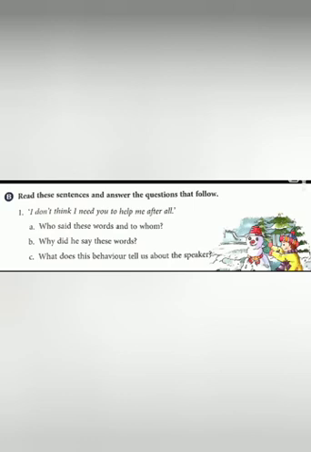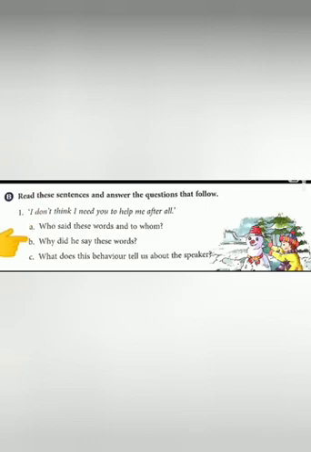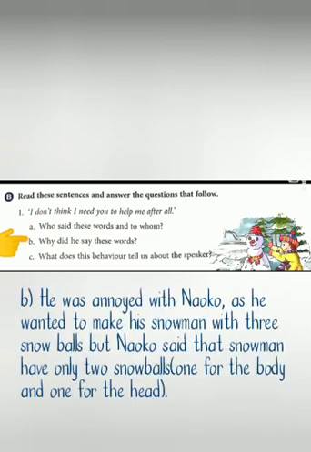Now let us do part B. Read these sentences and answer the questions that follow. First one: "I don't think I need you to help me after all." A. Who said these words and to whom? Jack spoke these words to Naoko. Why did he say these words? He was annoyed with Naoko as he wanted to make his snowman with 3 snowballs, but Naoko said that snowmen have only 2 snowballs, one for the body and one for the head.